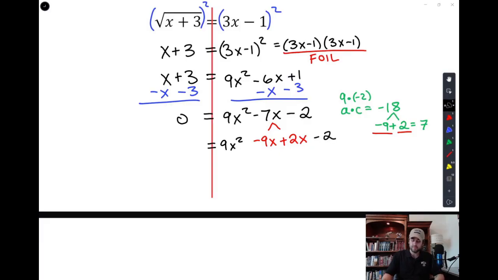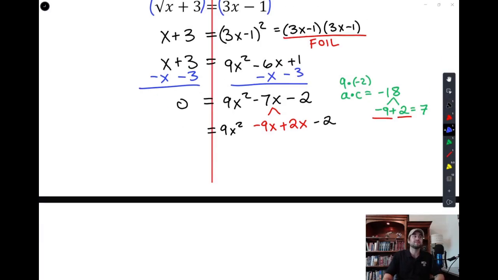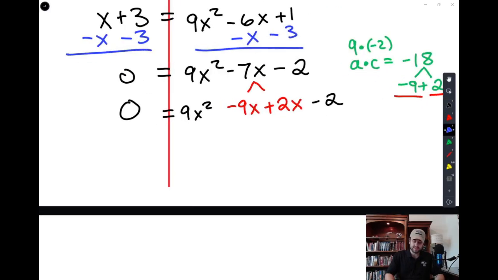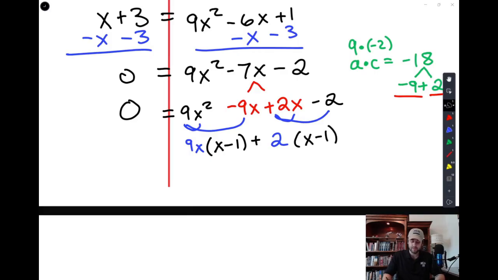Minus 2. And then we're going to factor out similar terms in each of the groups. So what's in common in the first group? A negative 9, or positive 9, and an x. They both have a 9 and they both have an x. If we take that away, we'll be left with just 1x - 1. And then what's in common in the second group? If we take it out, it just looks like a 2. There's no x in common anymore, so just a 2, and we'll be left with x - 1.